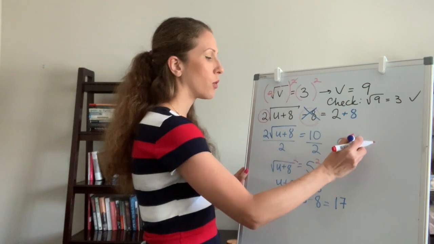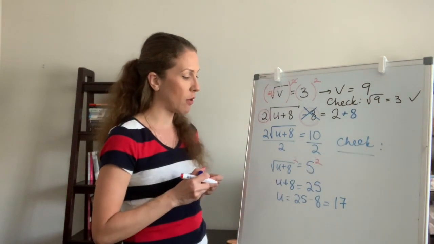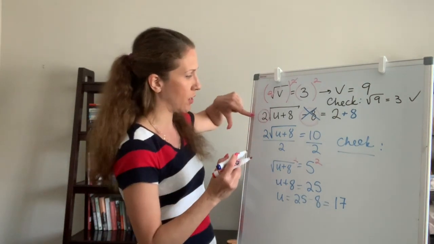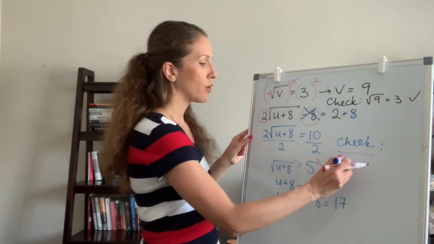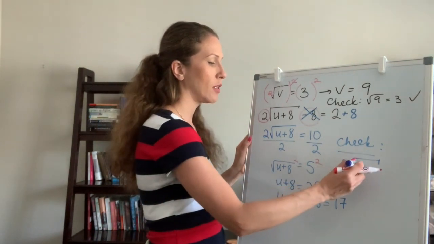So to check this work, I'm going to plug the 17 back into my original problem. Remember, the original problem is right here in black. It was 2 times the square root of u plus 8. My u is 17, so I'm going to write 17 plus 8.